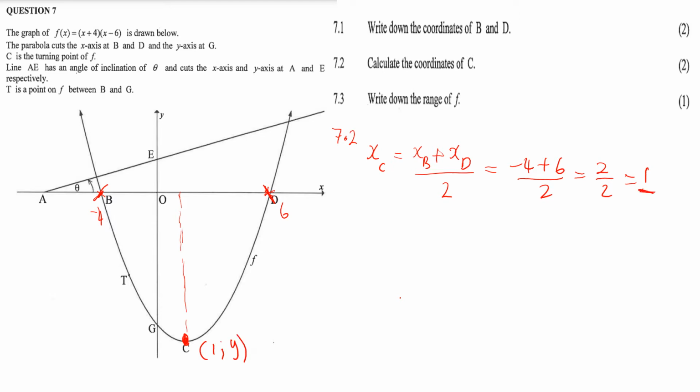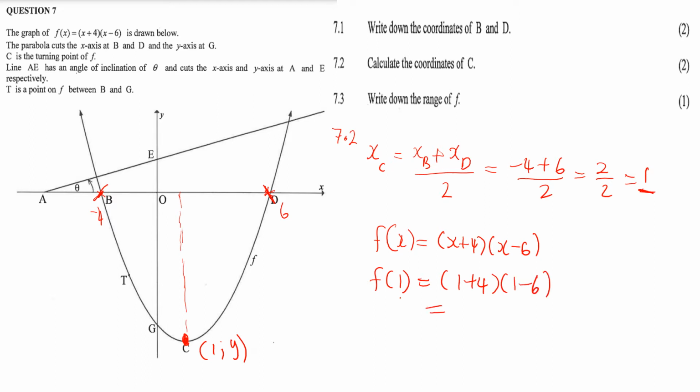Then we can calculate y. We need y at C. We know that f(x) = (x + 4)(x - 6), so we need f(1). Where there is x, we put 1 and solve for y. So this will be 5 times -5, which gives us -25, and this is our y at C.